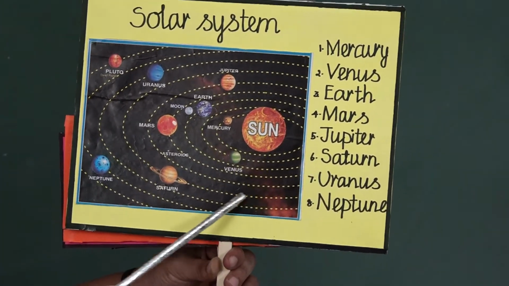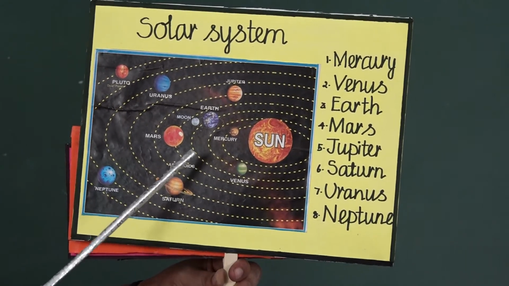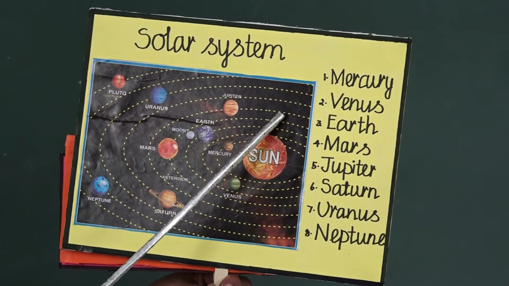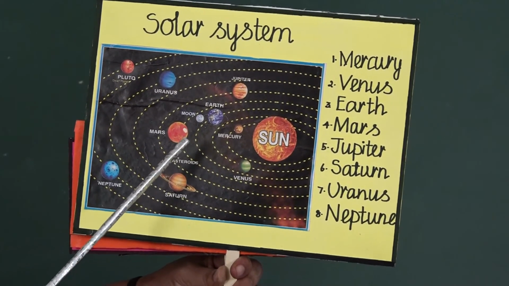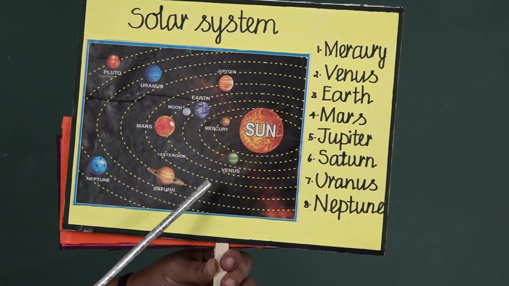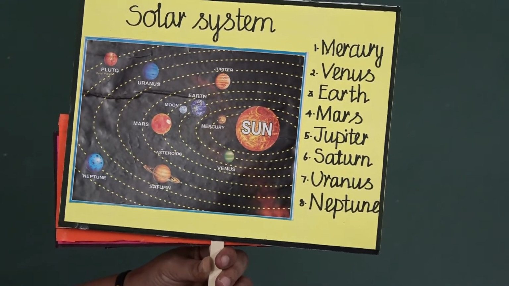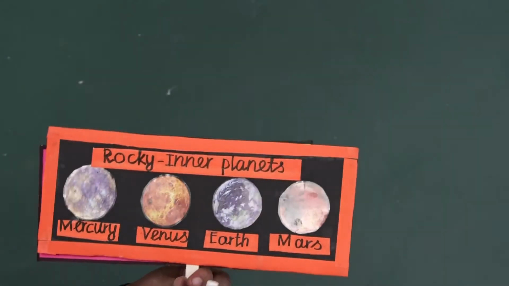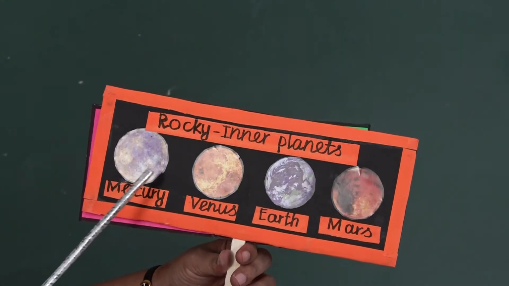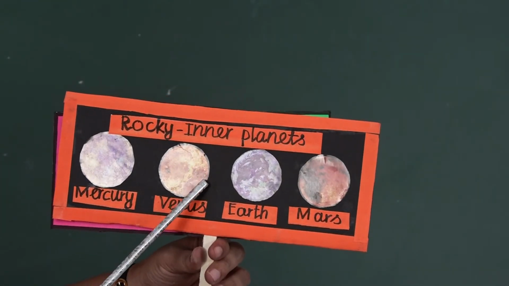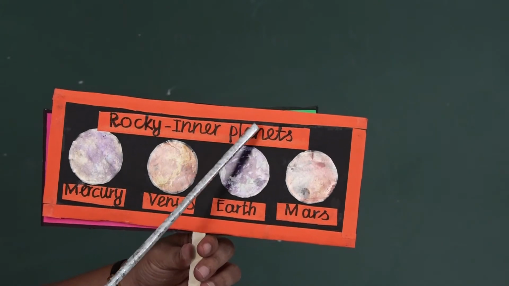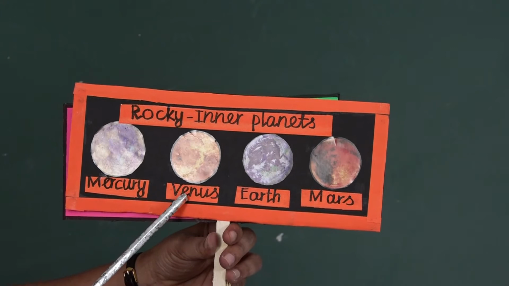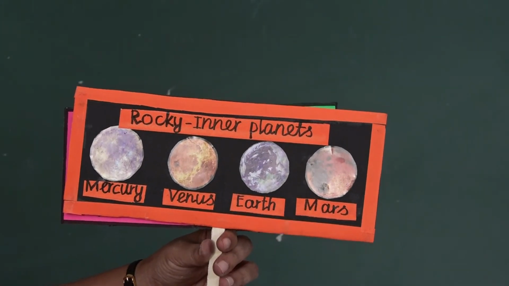These planets are classified into 3 groups according to their nature. The first one is rocky inner planets. The second one is gaseous planets. The third one is frozen planets. Let us see one by one. The first one is rocky inner planets. The planets which have rocky surface are called rocky inner planets. The example of these: Mercury, Venus, Earth and Mars.